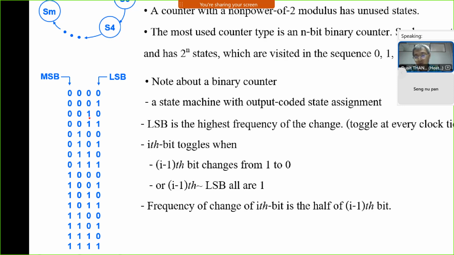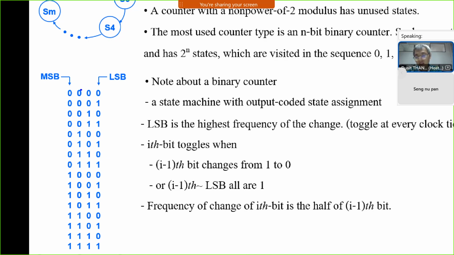Like 2, 2, 2, 2. For the next digit, 4, 4, 4, 4, and the last MSB, 8, 8, 8, 8, right? So if you can determine the timing when the value changes, that means you can generate the sequence of the counter.